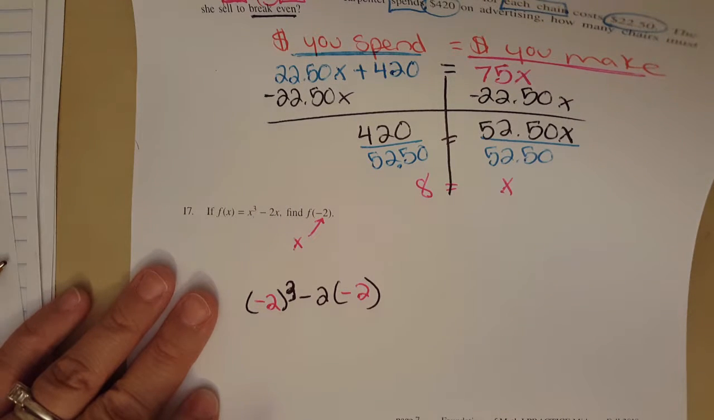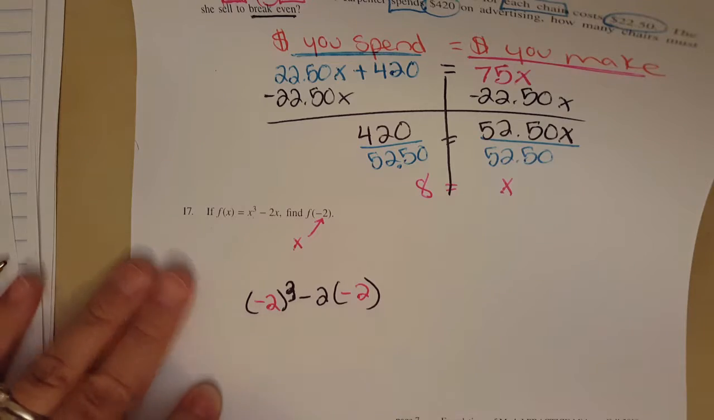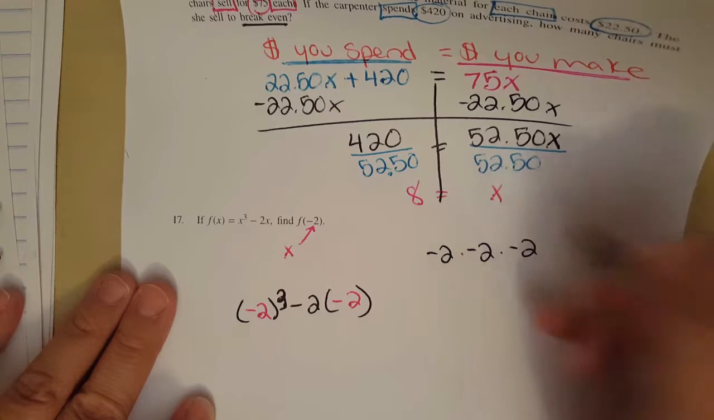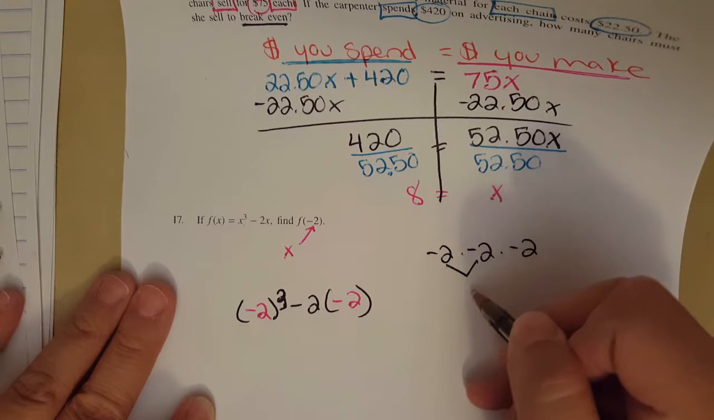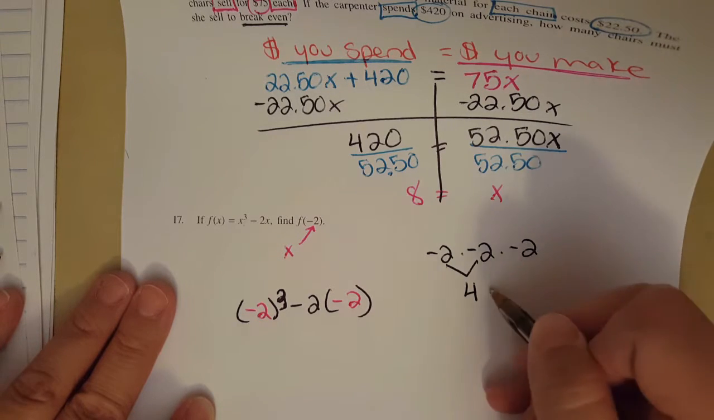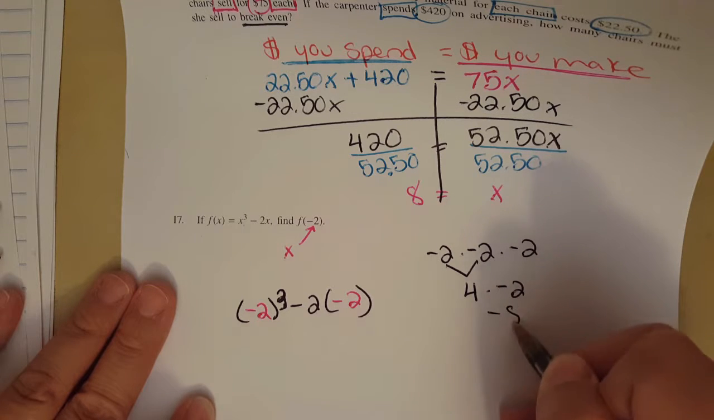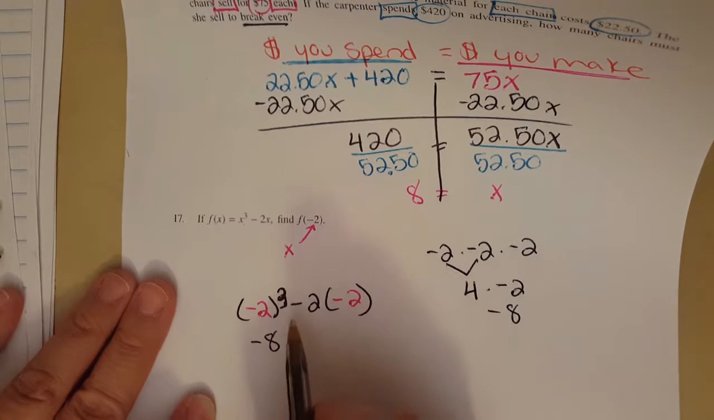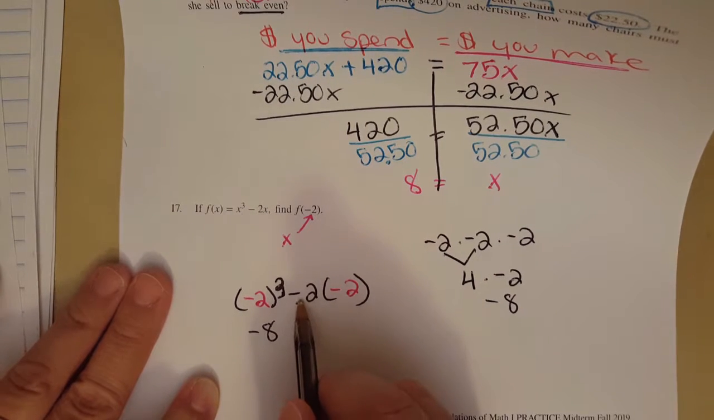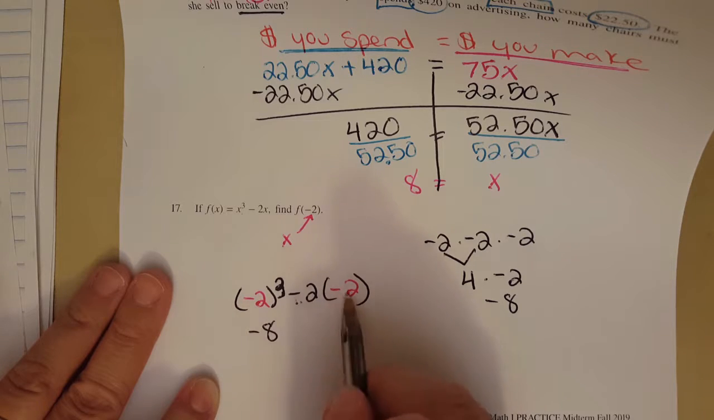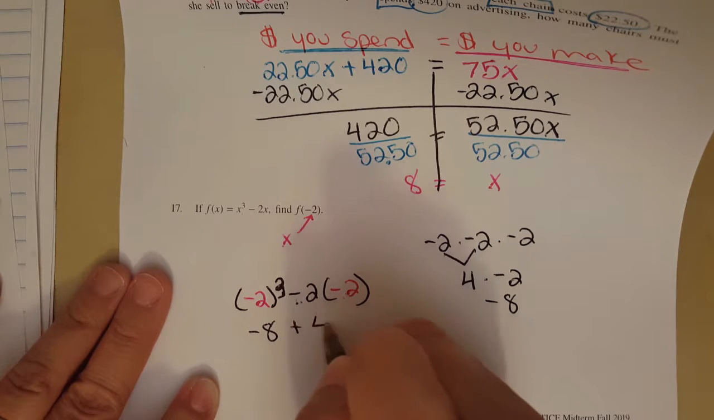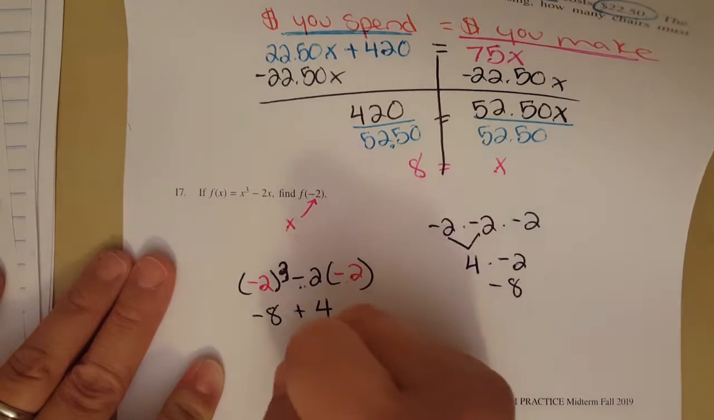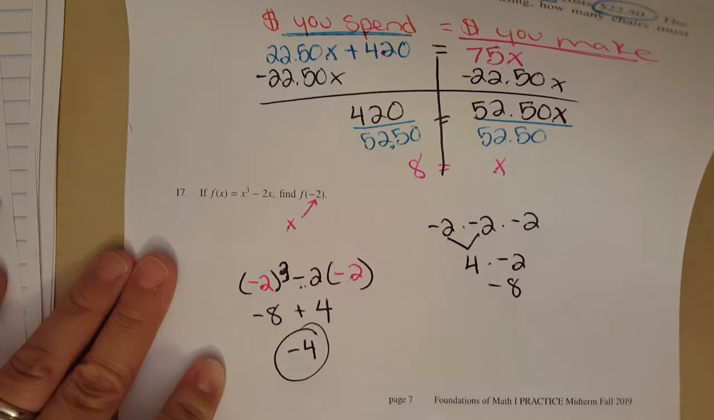Now remember, if something is to the third power, that means you're multiplying it by itself 3 times. So that really means negative 2 times negative 2 times negative 2. Well, negative 2 times negative 2 gives us positive 4. Positive 4 times negative 2 would give us negative 8. And then in our next part, we have negative 2 or minus 2 times negative 2. Negative times negative gives us a positive. 2 times 2 is 4. So then we have negative 8 plus 4, which just gives us negative 4.